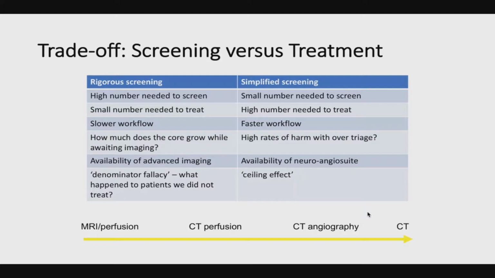Now, with a more simplified screening process, we are able to treat more patients. Our workflow is much faster. We are able to triage these patients faster. And the only thing we have to worry about is the ceiling effect, which means we are treating more patients than we're supposed to. Now, let's talk about the denominator fallacy.